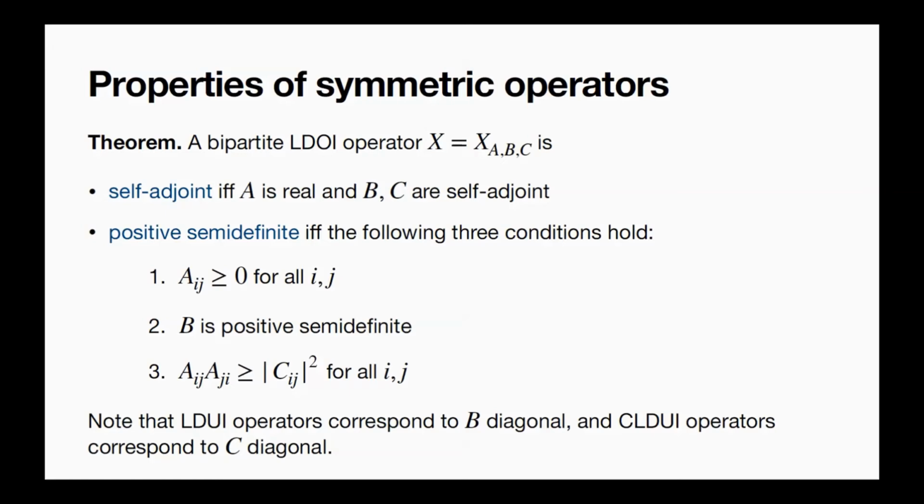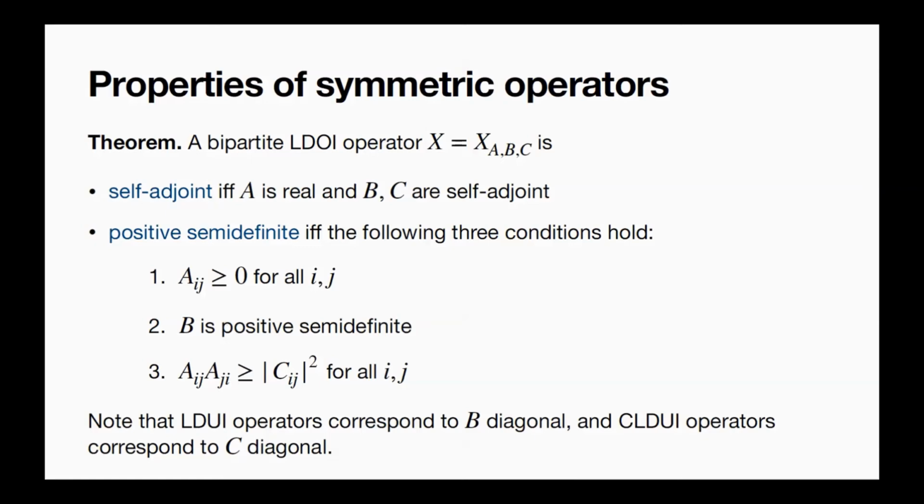But I will be mostly interested in these CLDUI operators, in which case C is diagonal. So this condition will be automatically satisfied, because the only thing which matters is I equals J, and A and C have the same diagonal. So basically, for the CLDUI operators, the fact that X of A, B is positive semi-definite corresponds to 2 different positivity conditions for the parameter matrices A and B. A has to be positive in the sense that its entries need to be positive, and B has to be positive in the sense that it has to be positive semi-definite.